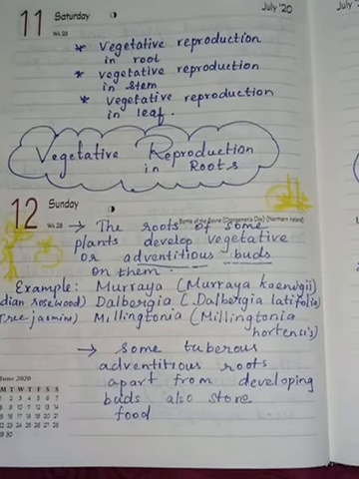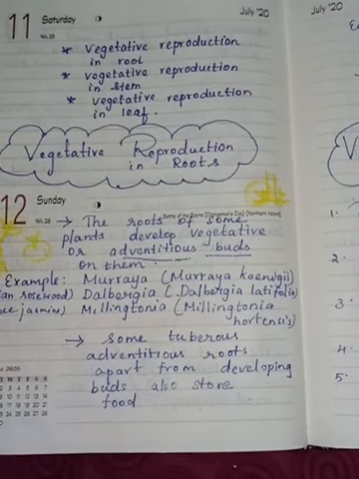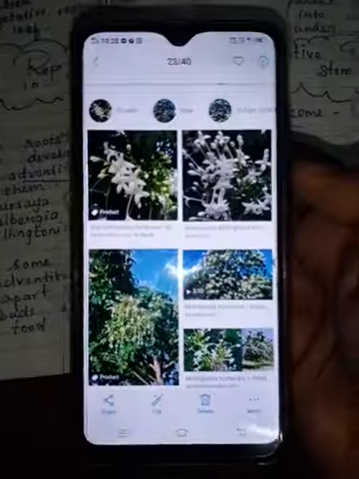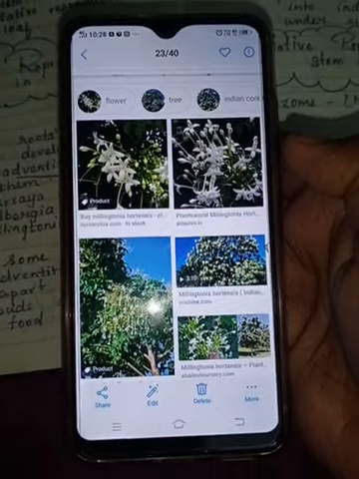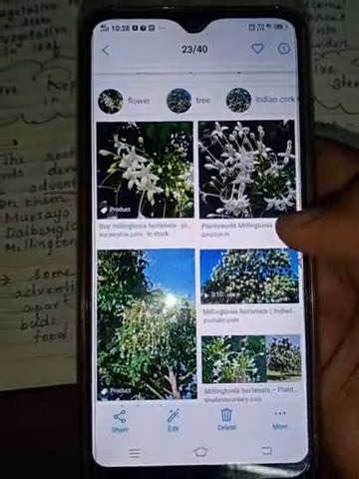Then Millingtonia. The botanical name of Millingtonia is Millingtonia hortensis. This is called the tree of jasmine. It's not our jasmine plant, so it's called the tree of jasmine. See, this is that plant.